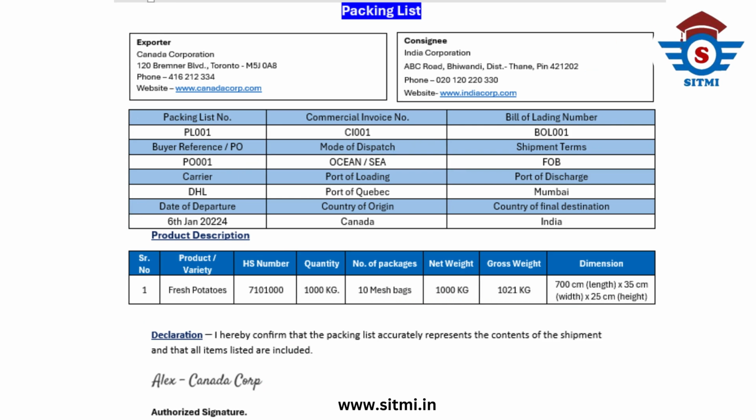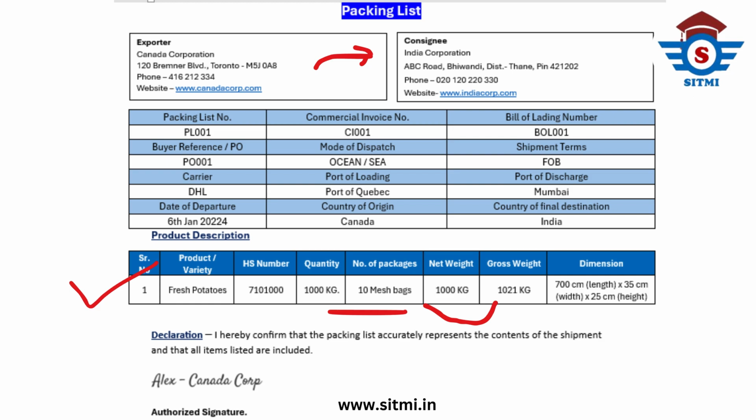So in our example, packing list is issued by Canada Corporation and is issued to India Corporation with a copy to Canadian Border Services Agency. Purpose of this document is this itemizes the contents of each package in the shipment. In our example, the packing list includes 10 individual sacks, each containing 100 kilograms of the potatoes, which totals to 1000 kilograms of potatoes as agreed in the sales contract. In the packing list, it also includes total weight of the shipment, which is matching the commercial invoice.